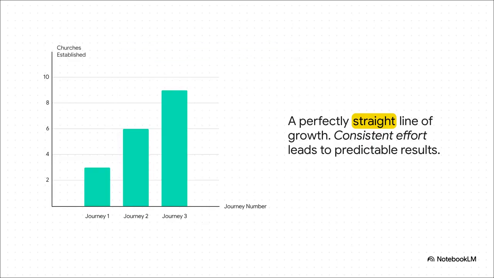So the lesson turns Paul's actions into data points. His missionary journeys, that's the independent variable, the cause. The number of churches he established, that's the dependent variable, the effect. And you can see a really clear pattern, right? For every one journey, he establishes 3 churches. It's a consistent, predictable result. And boom! When you visualize it, you can see that perfect straight line of growth. This chart just makes the lesson's point crystal clear. Consistent effort leads to predictable, growing results.